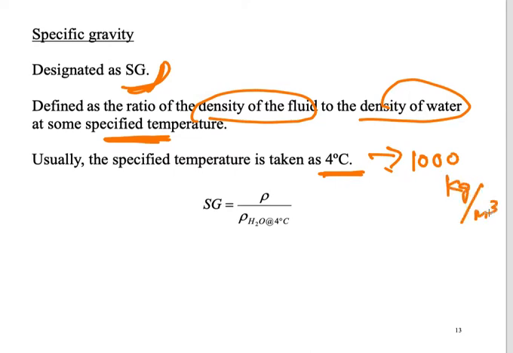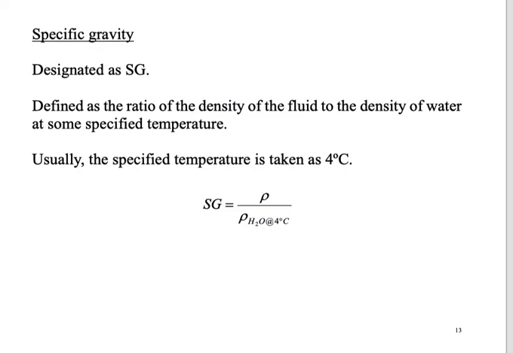The equation becomes like this. You have the rho of anything you want to measure. It can be solid, liquid, or gas. You divide by 1000, the density of water. The idea of specific gravity is to know the ratio between the density of a specific fluid, and in this subject we focus on liquid and gas, compared with water.